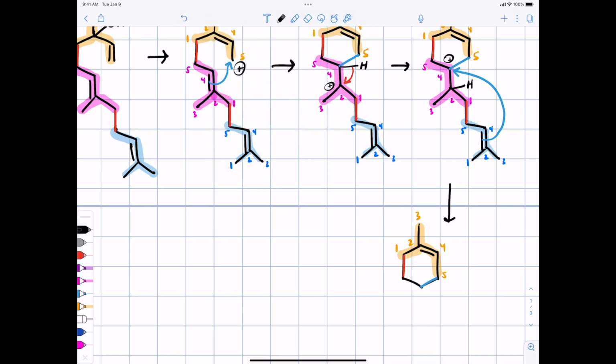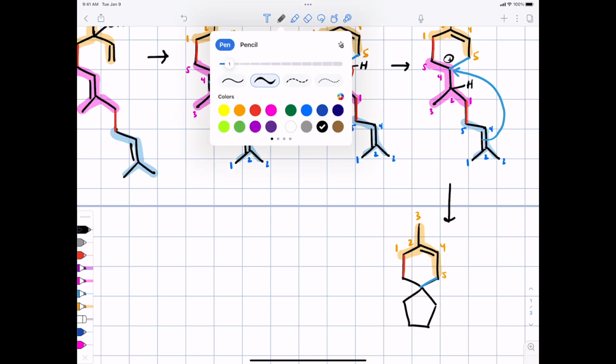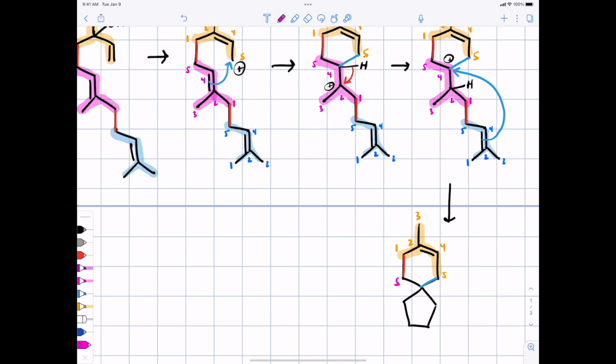All right, what I'm going to do now is, pink 4 is now involved in a 5-membered ring with blue 4. So I need to draw a 5-membered ring right here. And then I'm going to number 5, 4, 2, branching methyl group 3.